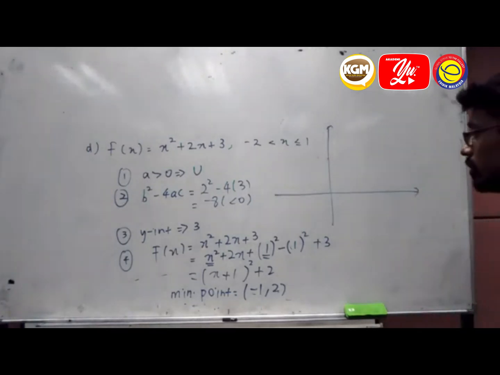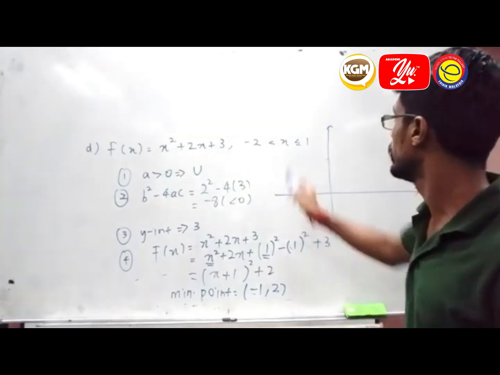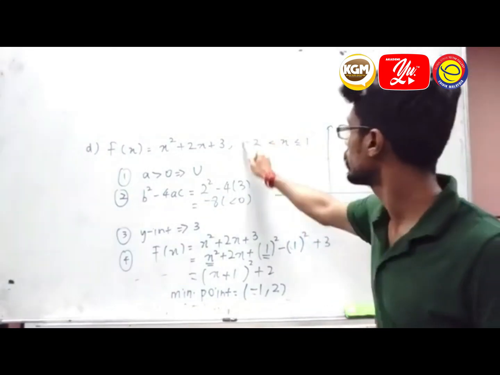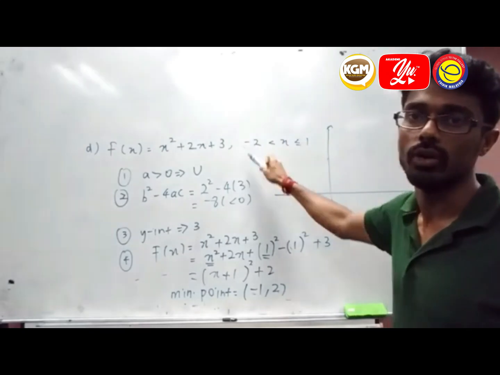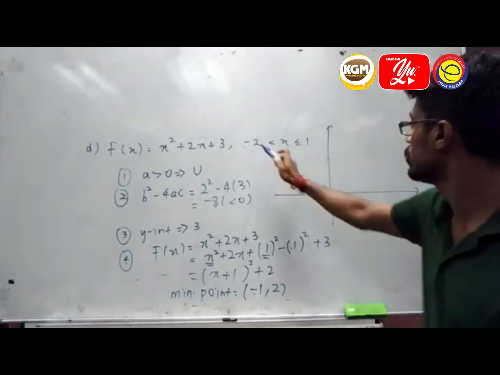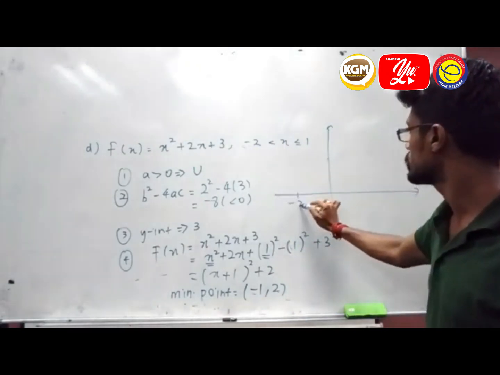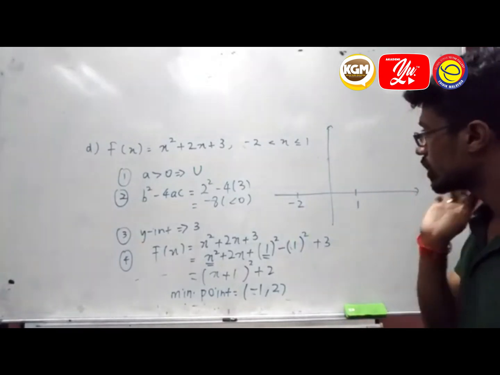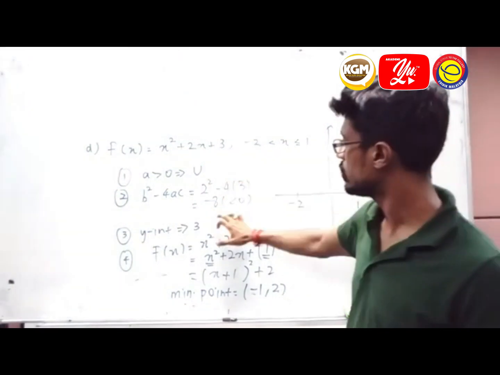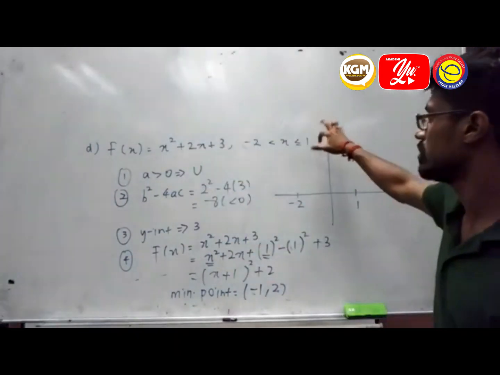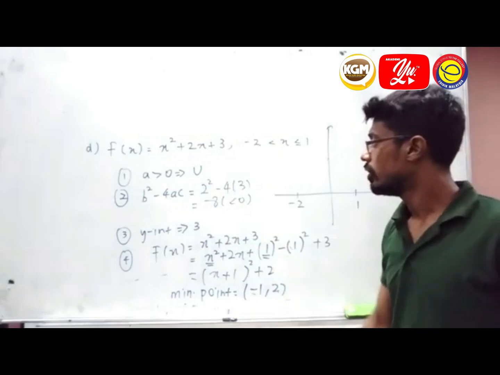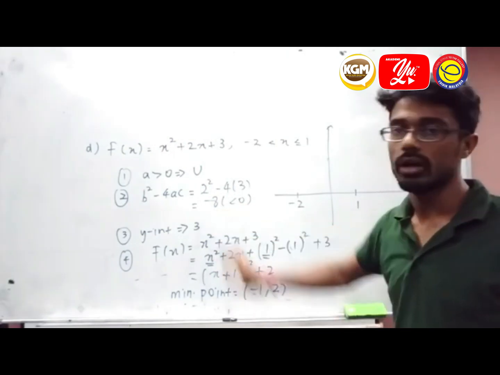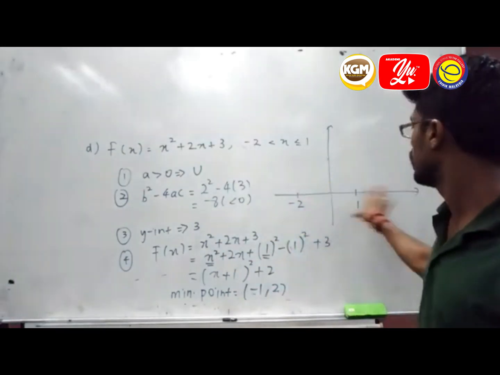Here, if you look, a graph should not be only for this range of x, meaning this is the domain. So I'll just stick that in, -2 and 1. We look one by one. This is your happy graph, so that's the shape. This is your x-intercept, so it doesn't cut your x-axis.